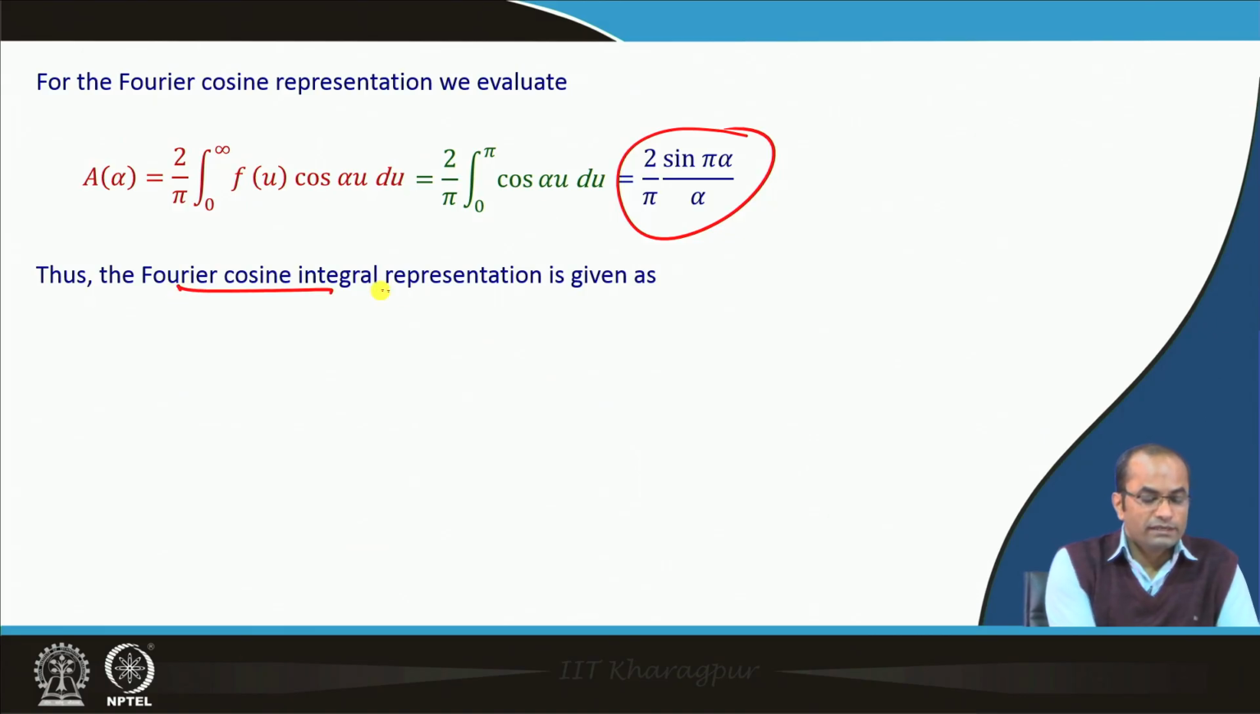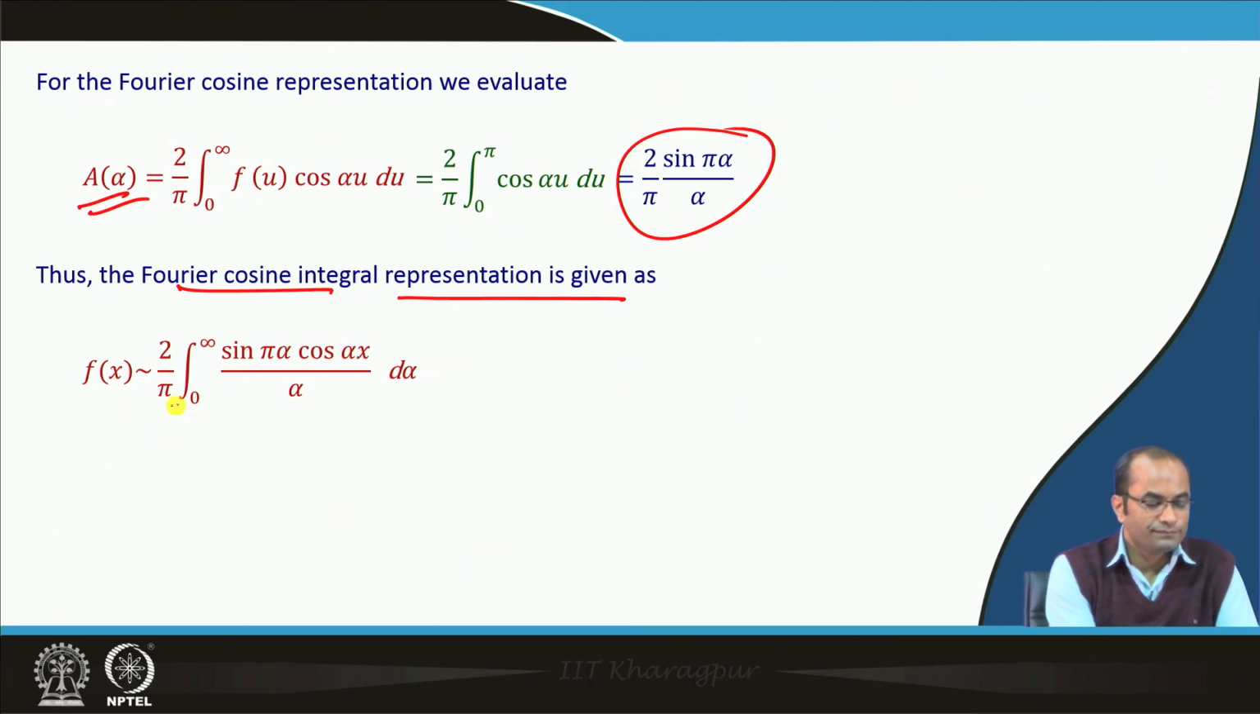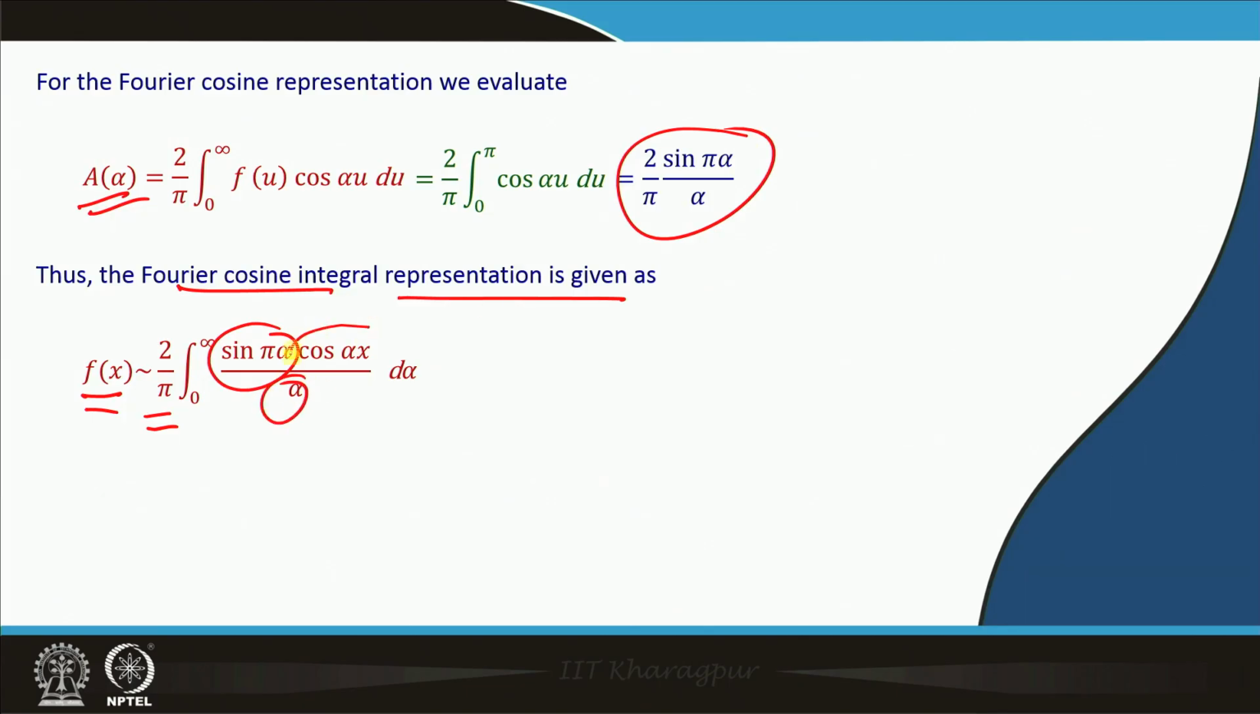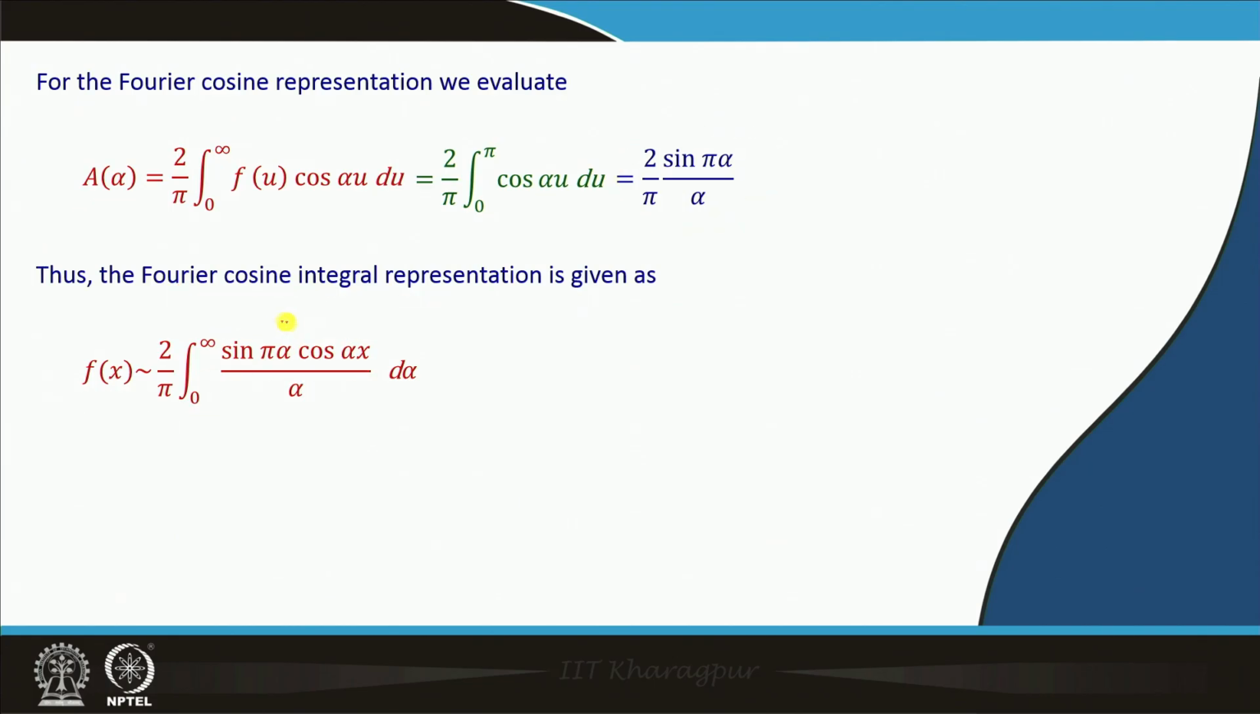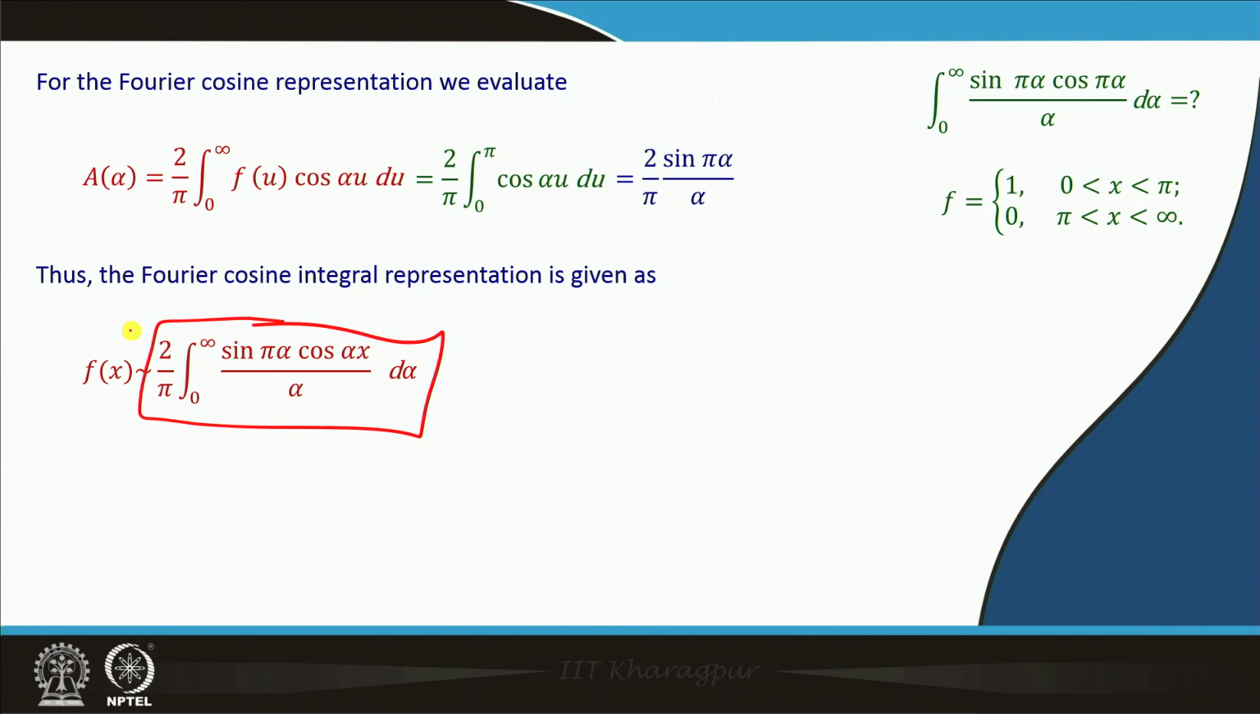The Fourier cosine representation now, because we already have a(alpha), we can substitute in this representation. So, f(x) will be represented by this integral, 2 over pi, we have sin(pi alpha) over alpha, and then cos(alpha x) from the Fourier integral representation. So, this is the Fourier cosine integral representation indeed for the given function.